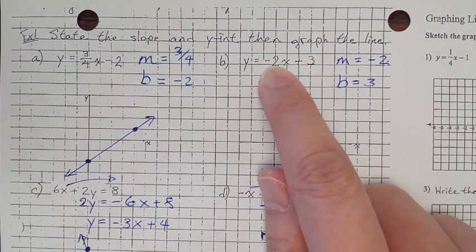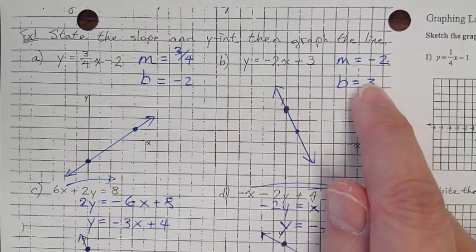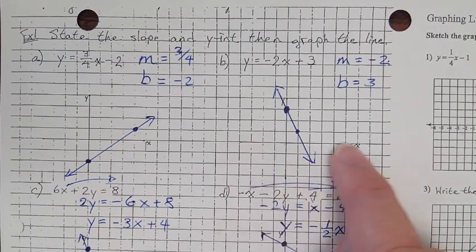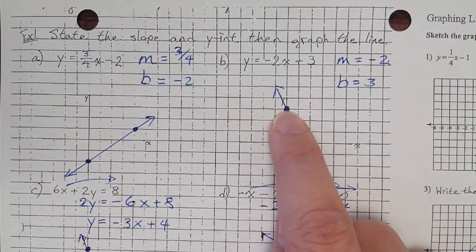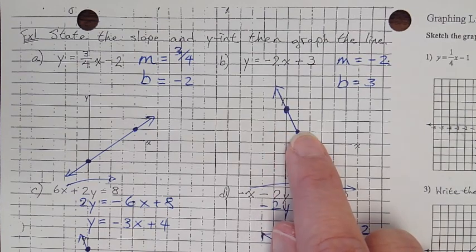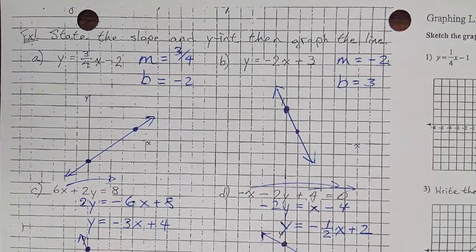Similarly, this one, negative 2x plus 3. I know my y-intercept is 3, and my slope is negative 2. So first off, plot the 3, and then a negative 2 slope means I go down the elevator 2 and over 1 to the right. So there's my line.